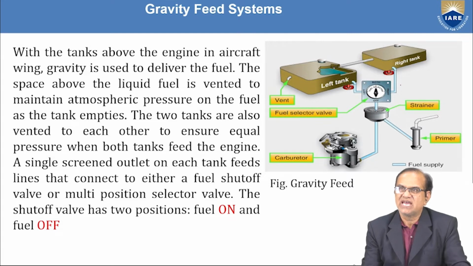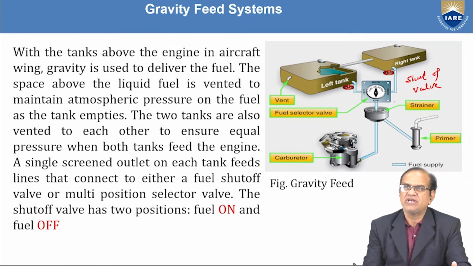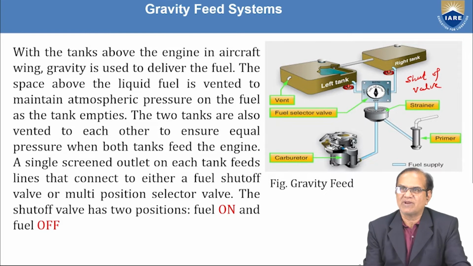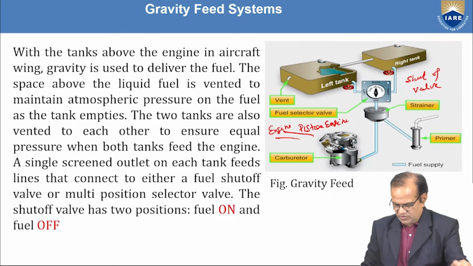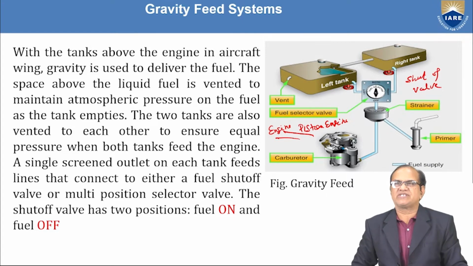So this is a shut-off valve or the fuel selector valve. Here the blue color shows the fuel supply line, and it goes to the carburetor, and from the carburetor it goes to the engine, especially a piston engine. Okay, so this is the basic gravity feed system of any aircraft.